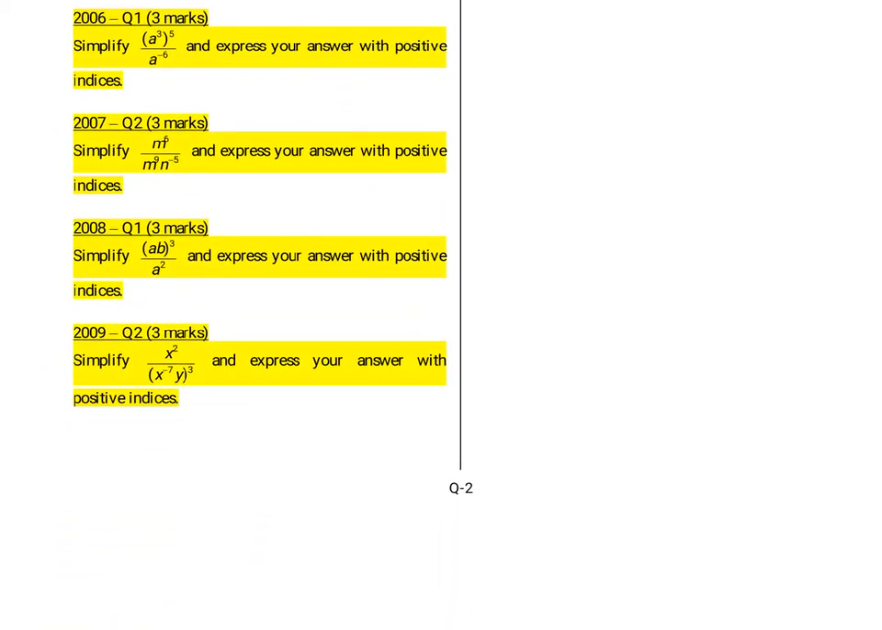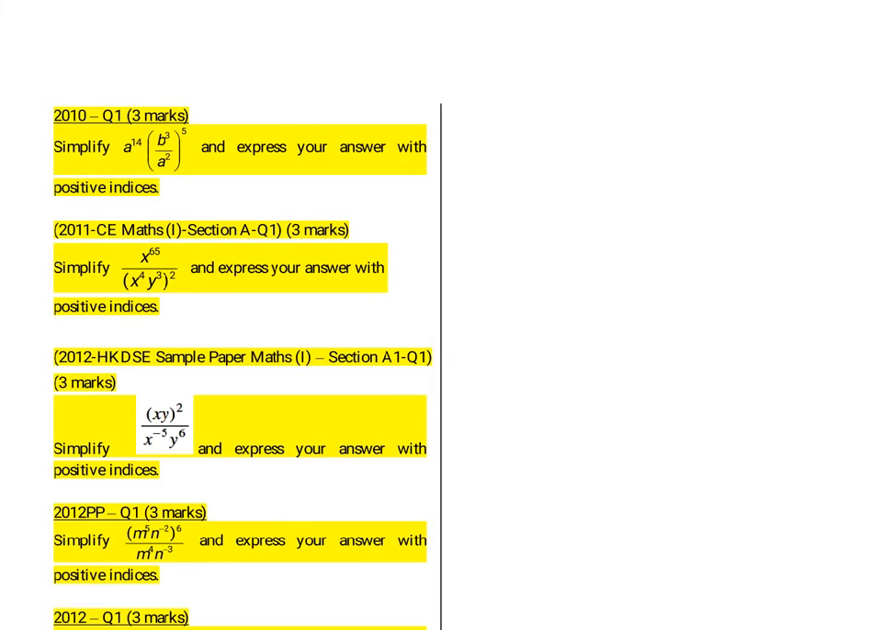Okay, and then we move on to the next part. So again, the next page is very similar. So maybe I will do one question here. So here would be very easy, a to the power 14, and then the bracket would be b to the power 3 times 5 would be 15. And then the denominator 2 times 5 would be a to the power 10.